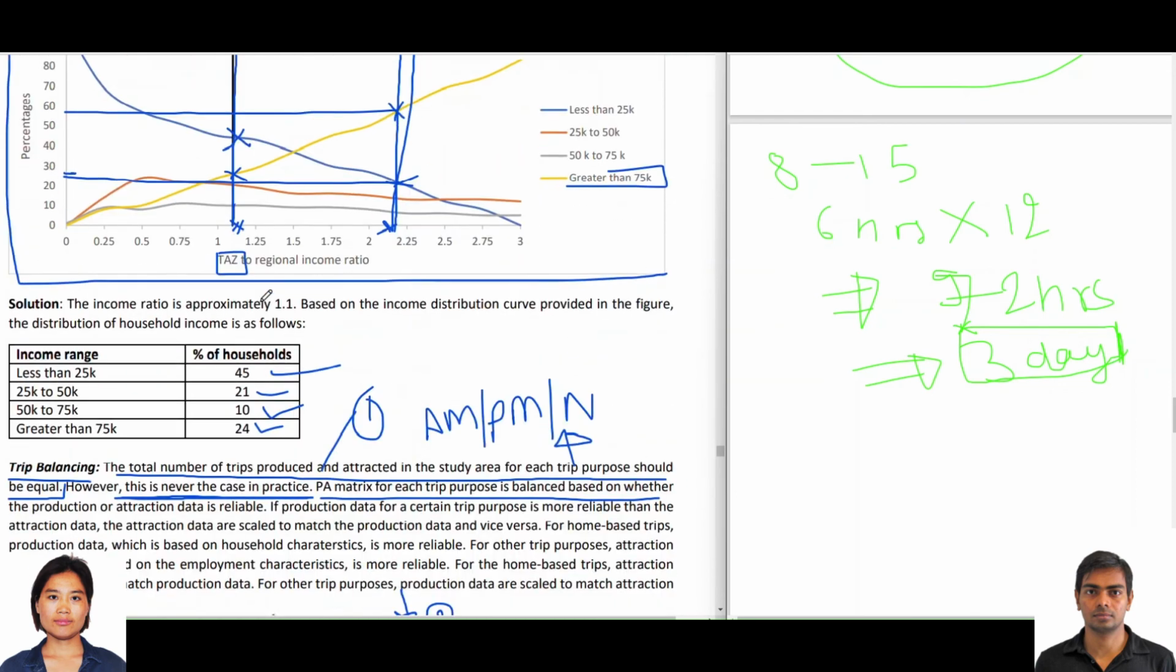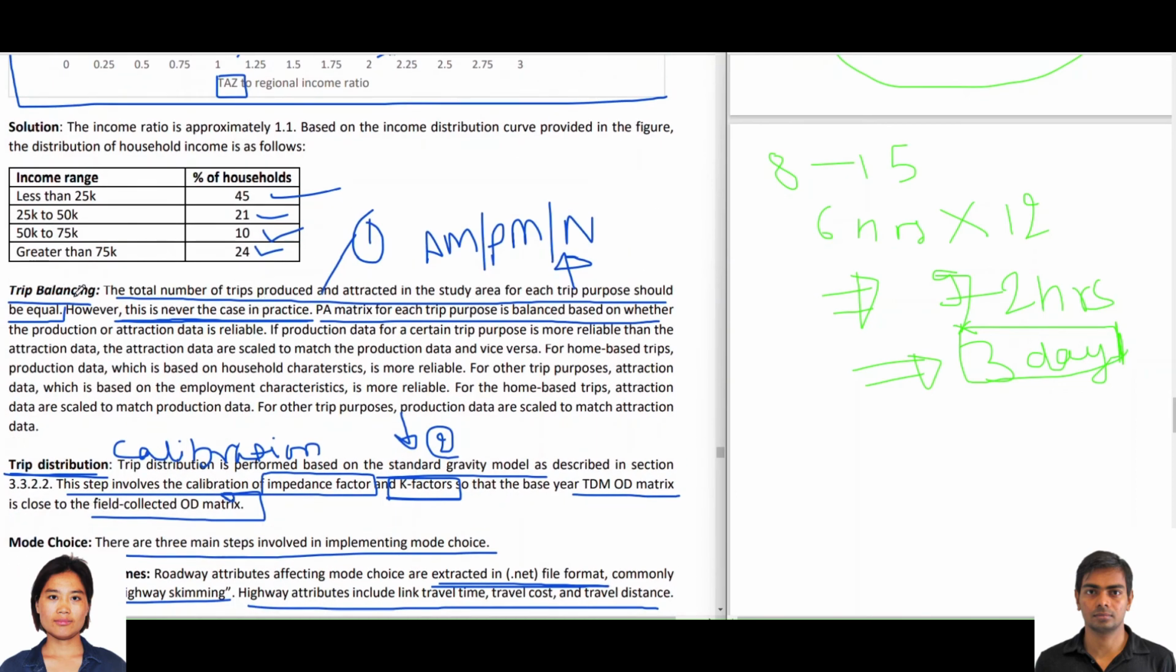After getting the total number of trips, there is trip balancing. Trip balancing is done based on trip purpose, figuring out whether the production is more reliable or the attraction is more reliable. If we are looking at home based work trips, then the production is more reliable. If we are looking at home based non work trips or any other besides home based work trips, then usually attraction is more reliable. So depending on which one is more reliable, we balance the other one.